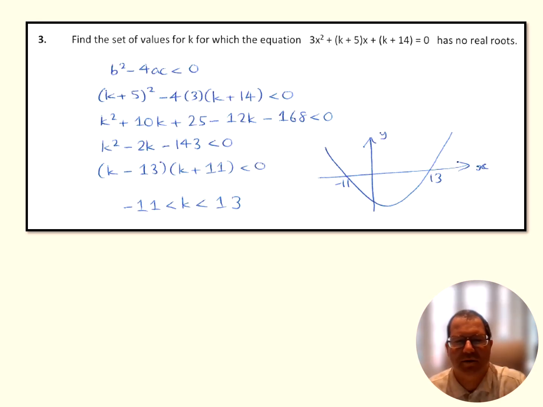that less than 0, then by a bit of rearranging and simplifying, we get that k squared minus 2k minus 143 is less than 0, which factorizes to k minus 13, k plus 11 is less than 0. Now, you met quadratic inequalities at GCSE, and that informs us that the critical values are negative 11 and 13, and because it's less than 0, k must lie between negative 11 and 13.